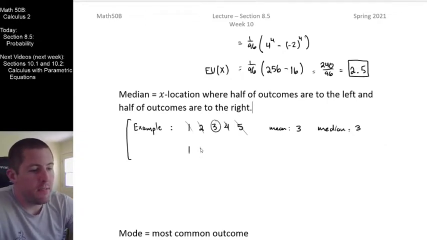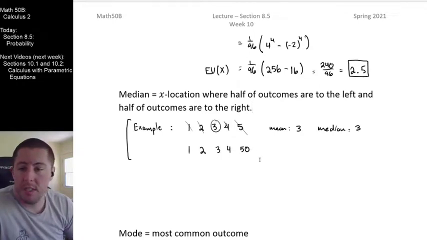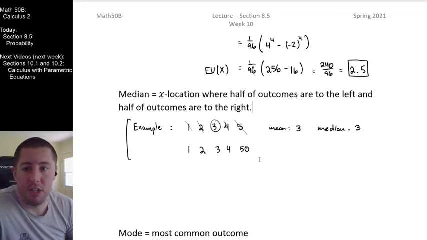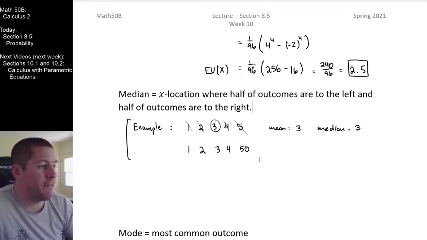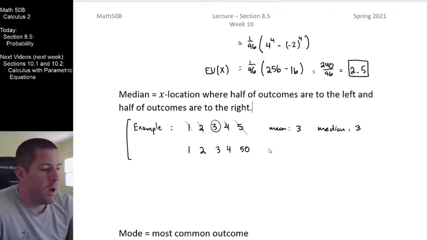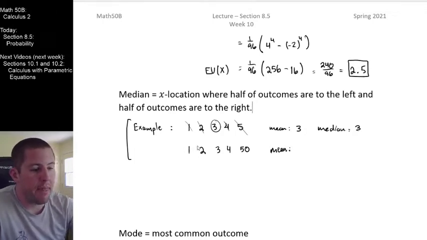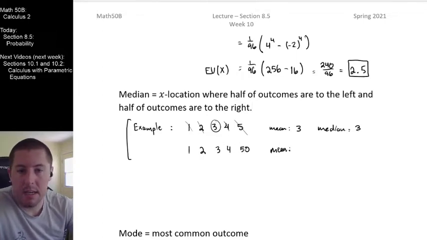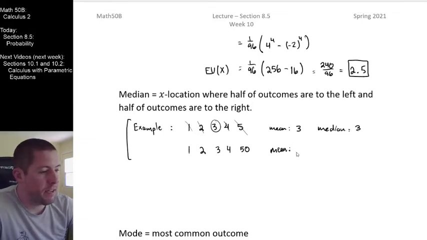Now I'm going to change these values just a little bit. Same question: what's the mean? What's the median now that 5 is instead 50? Well, it's not obvious to me at all what the mean is. I think I actually have to do the math here. 1 plus 2 is 3, plus 3 is 6, plus 4 is 10, plus 50 is 60. 60 divided by 5 total numbers that we added up is going to give me 12.